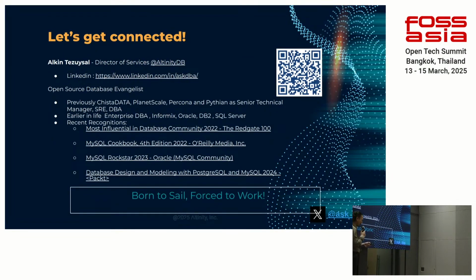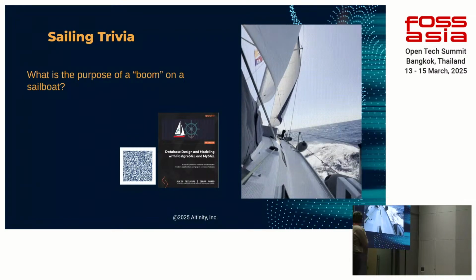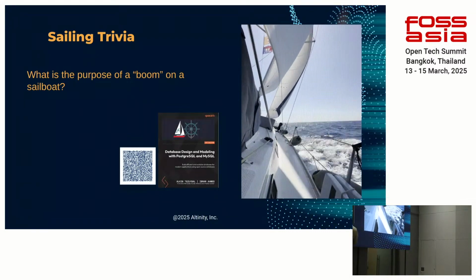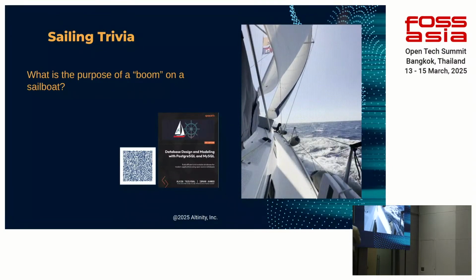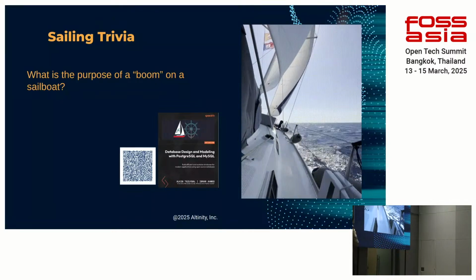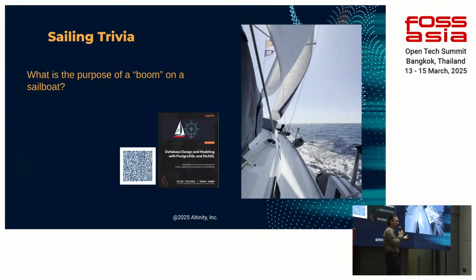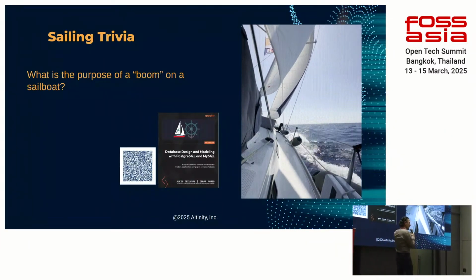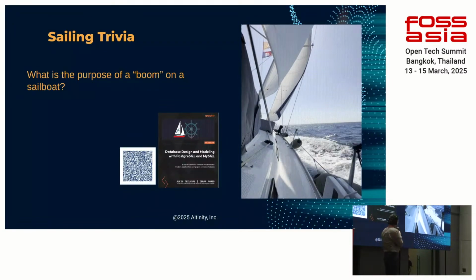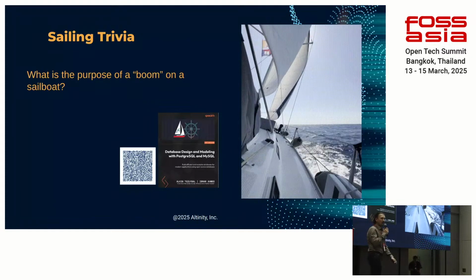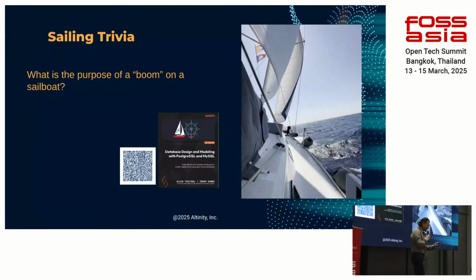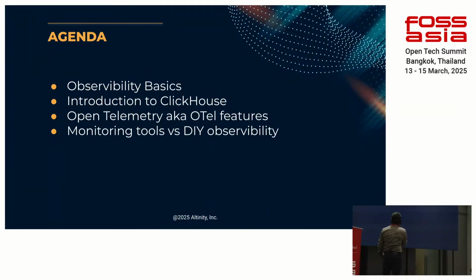I have to go back over here. I was born to sail and forced to work, and the reality is I'm an avid sailor. I like sailing, so we have to do a very fast sailing trivia. In the previous talk, the question was, what is the purpose of the boom? The boom is the horizontal spar of the mast. So what is the purpose of a boom? It's not shown on the sailboat over here. Anyone? Yes, correct. Thank you very much. Okay, we have to go fast.